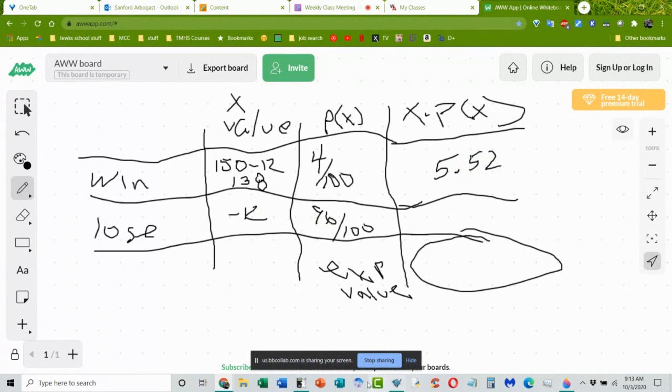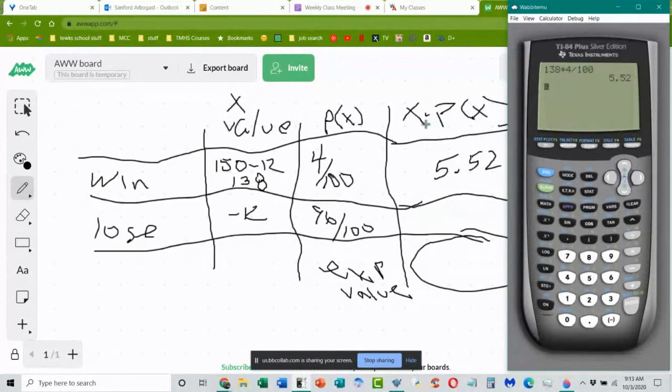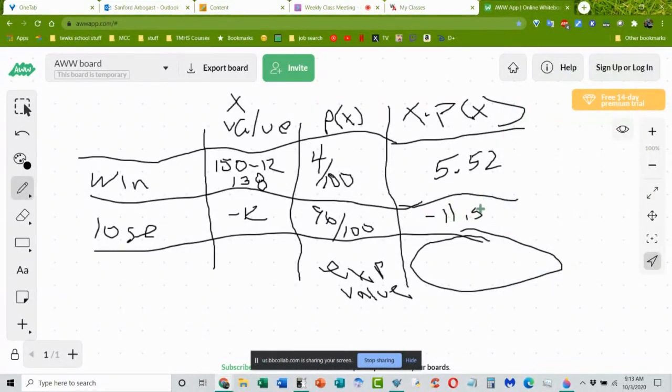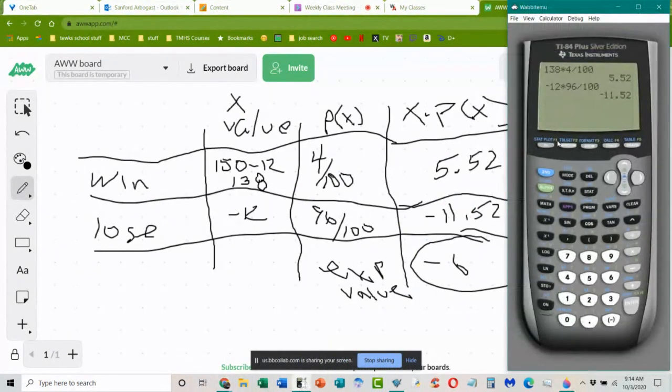And then this losing $12, which is not winning the raffle, is negative 12, because we're going to lose $12, and it happens 96% of the time. And so negative 11.52. Our expected value is just the addition of these two things. So we're expected to lose $6 if we do this over and over and over again. In the long run, we should not keep buying raffle tickets for this. But we might, because it's a cause we care about. So there are other factors, but it's a losing proposition.